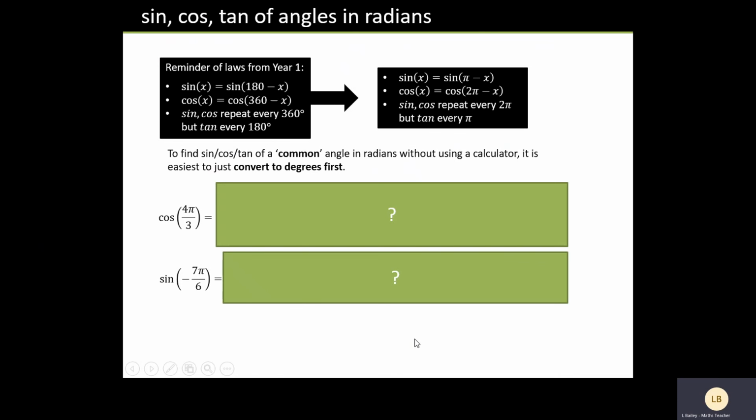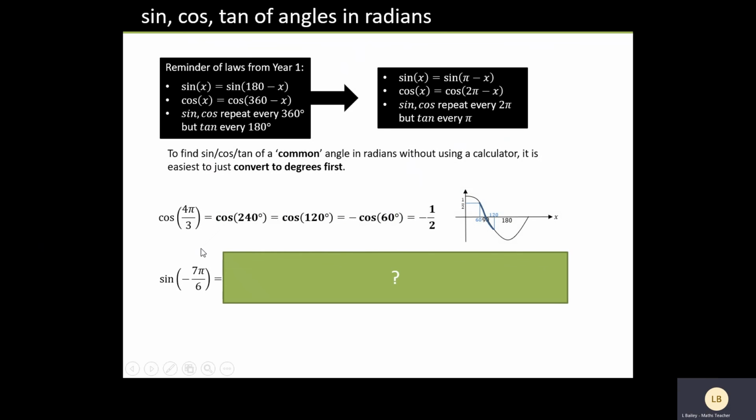Okay, another task that you've done in year 12 and also at GCSE is when you've had degree measures, you've drawn out the sine or cosine curve and you've found a number of different values that work for a particular angle measure. So, for instance, you could use cos 4 pi by 3. If you thought in terms of degrees, that's the same as cos of 240.